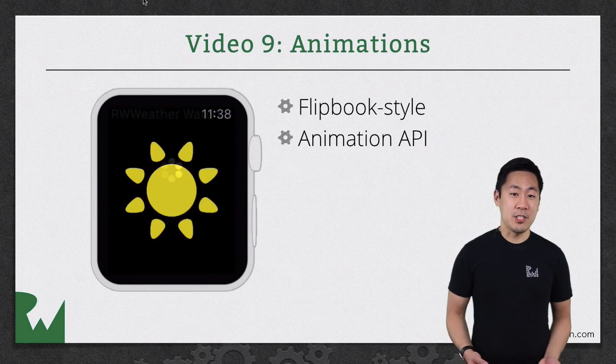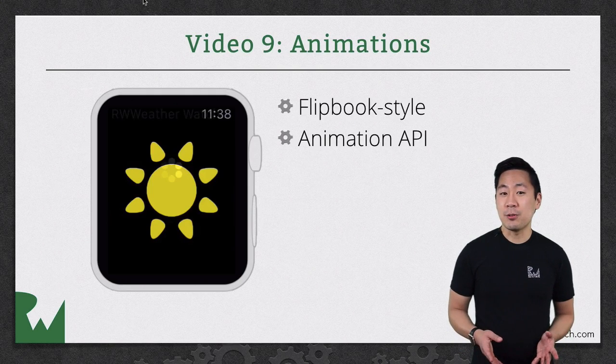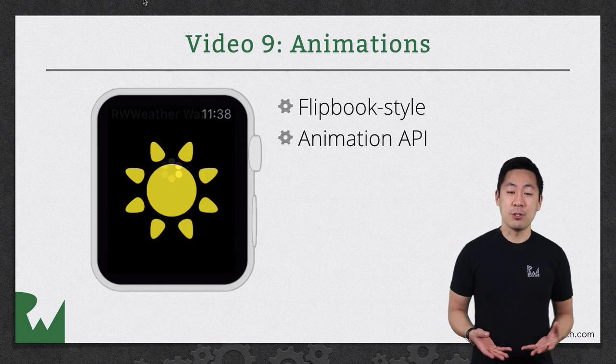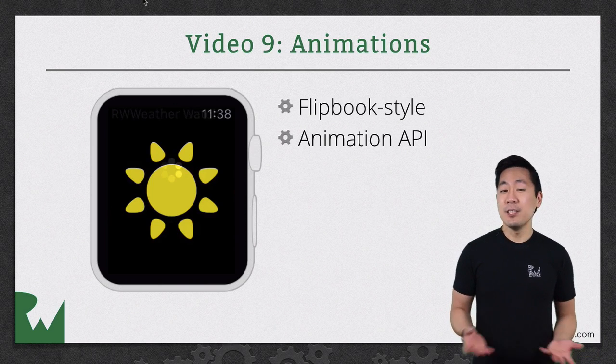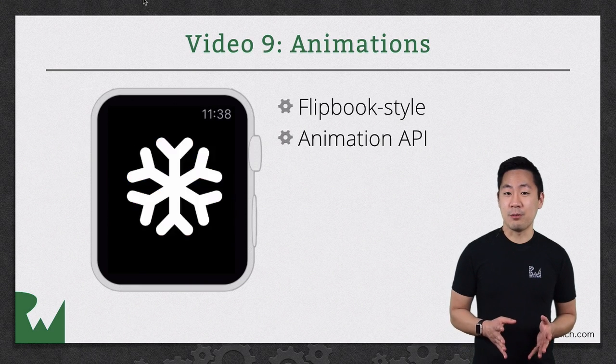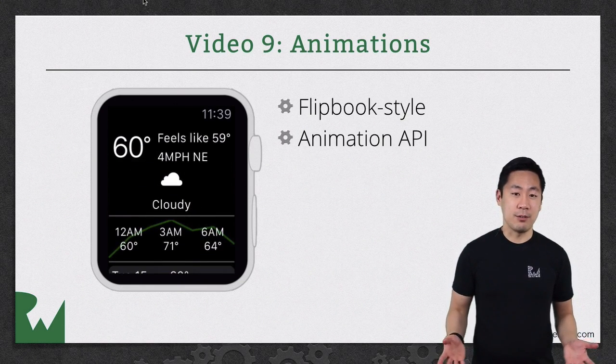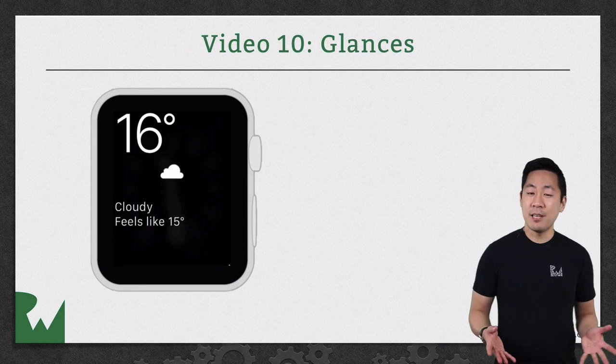Next up is animation. There are a few techniques to create eye-catching animations on the watch. Some of them are old ones from watchOS 1, and some that are new to watchOS 2. In this video, you'll create this loading screen for the app that then animates away to reveal the rest of the user interface. In the final video of this series, you'll learn about glances.